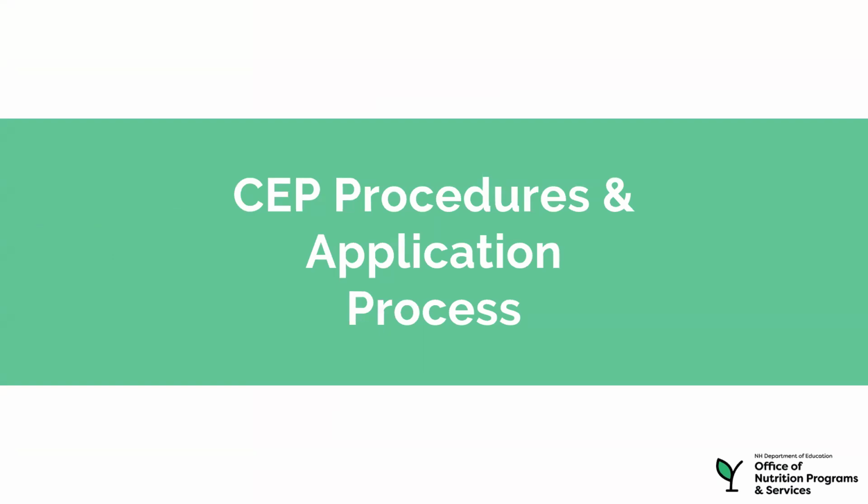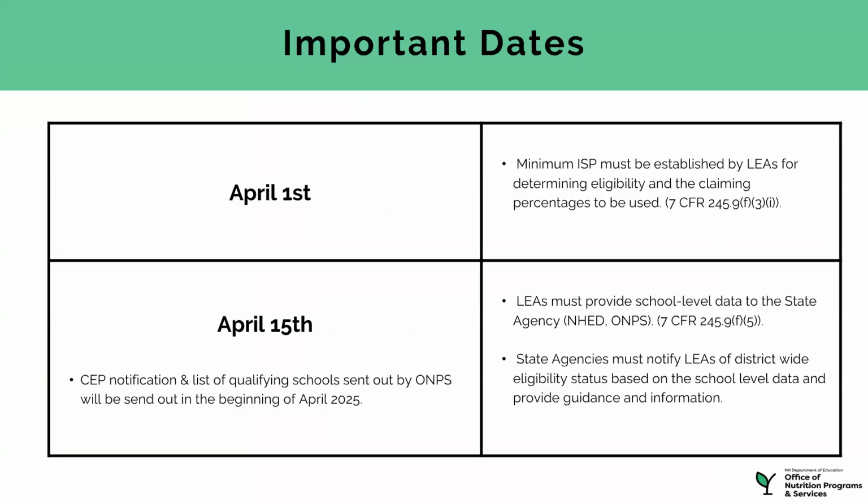Now we'll move on to the CEP procedures and the application process. The next two slides will explain the important dates LEAs should be aware of this spring. The first two important dates for CEP are April 1st and April 15th. On April 1st, the minimum ISP must be established by LEAs for determining eligibility and the claiming percentages to be used.